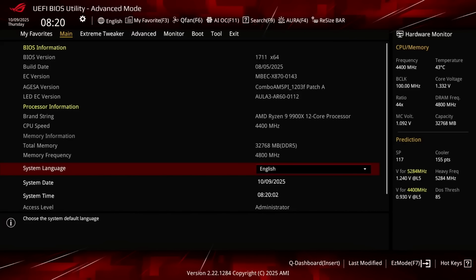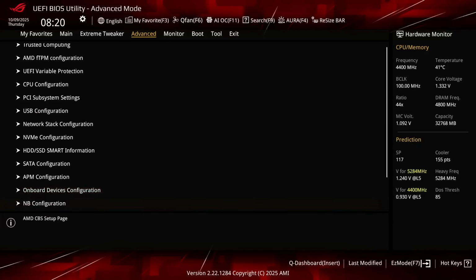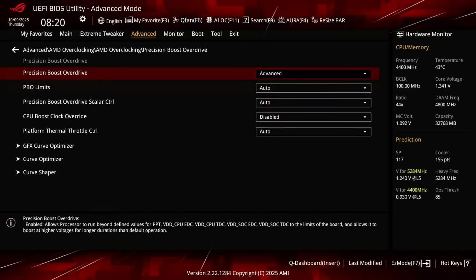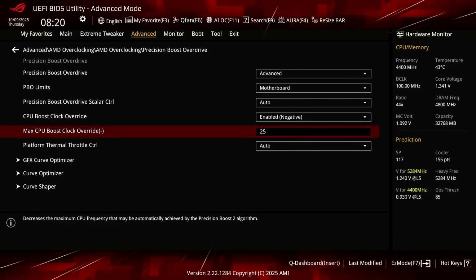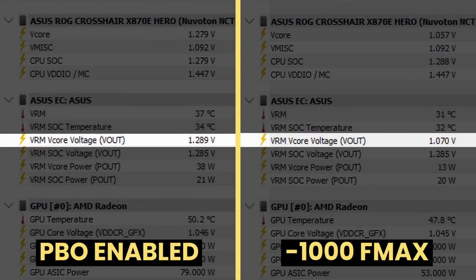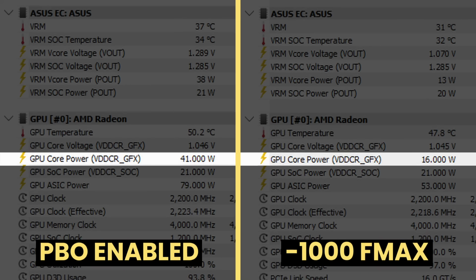The next question is how much the forced elevated voltage impacts power consumption. The easy way to check this is by setting a negative frequency boost override for the CPU cores. This ensures the highest voltage requested by the CPU cores will be much lower. I ran the same OCCT combined stress test as OC strategy number 1, but with a minus 1000 Fmax for the CPU cores. That results in 200 millivolt lower operating voltage, almost 3 degrees Celsius lower operating temperature, and almost half the GPU core power usage.